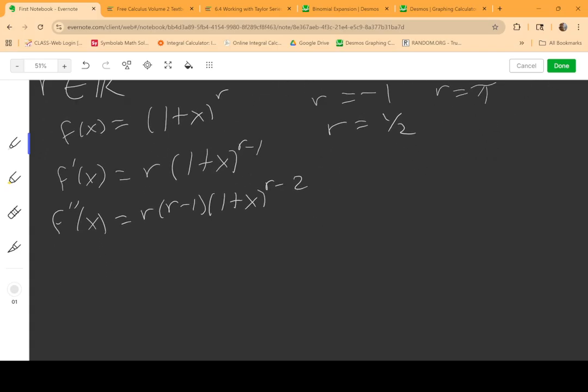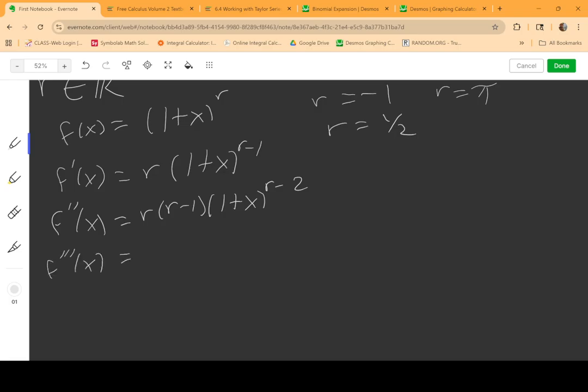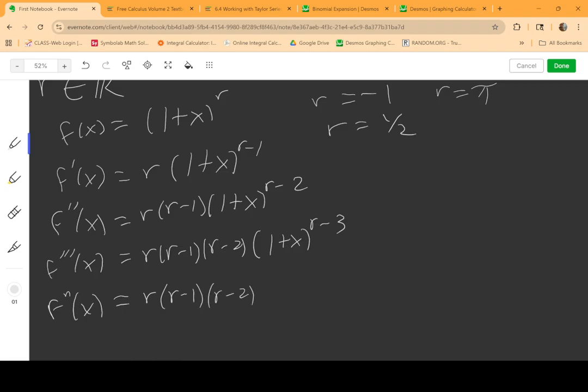Okay, and then kind of keep it going here. The third derivative of f of x is r times r minus 1 times r minus 2, 1 plus x to the r minus 3. Right, and we can kind of see the pattern here. The nth derivative would look like r, r minus 1, r minus 2, right? And then we'd stop short of n.